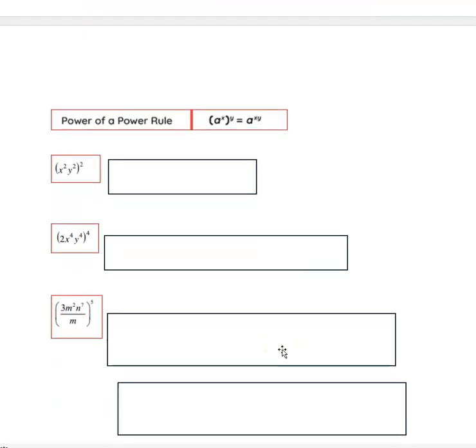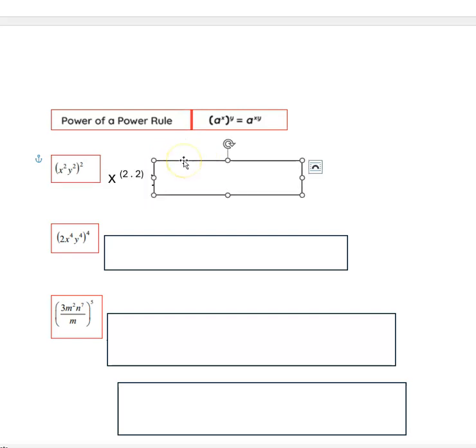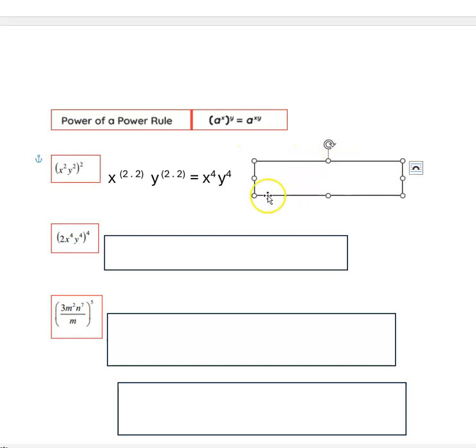Okay, the power rule. This one, if you have something to a power, parentheses to a power, all you do is just multiply those powers. So if I have x to the second, y to the second, parentheses to the second, it's sort of like a distribution, I guess you could say, but I would have x to the 2 times 2, and then I have y to the 2 times 2, and then you got it, x to the 4, y to the 4.